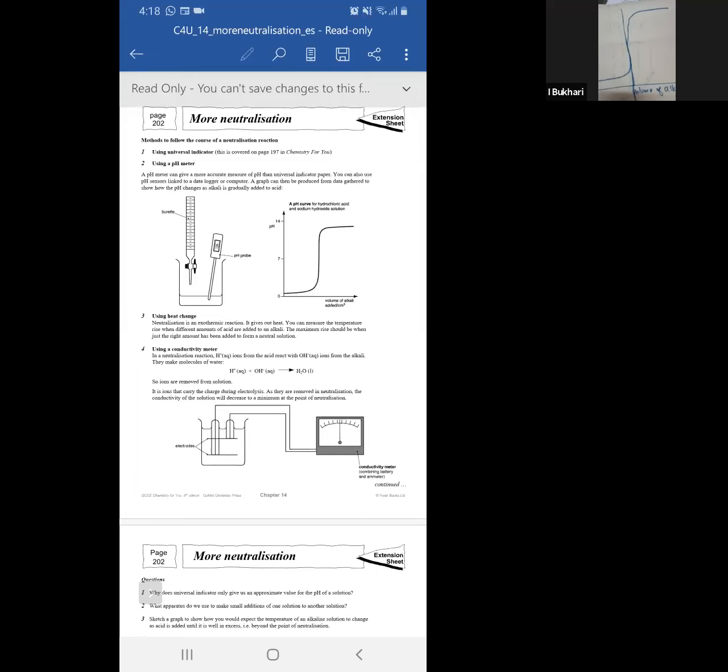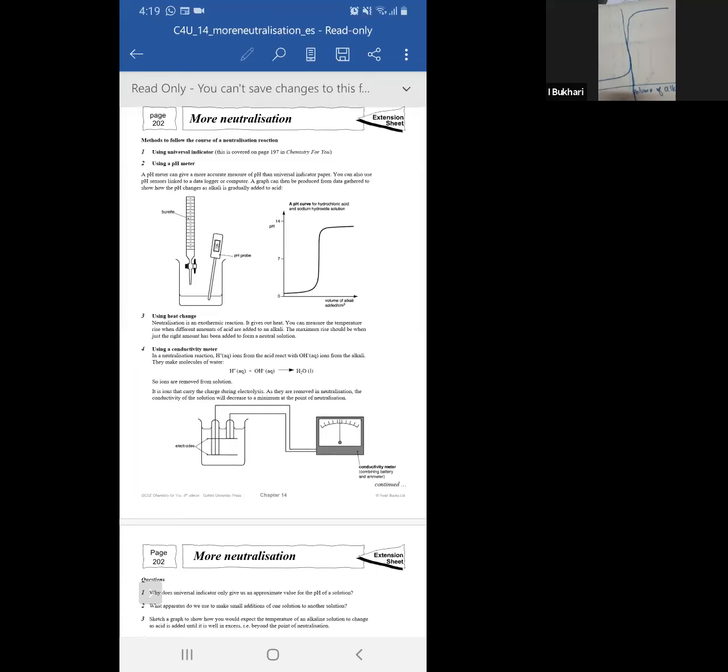So what they are saying is that neutralization is an exothermic reaction, meaning heat is released. Now, all reactions take in energy and give out energy. But the thing is, what do they do more? Do they take in more or do they give out more?